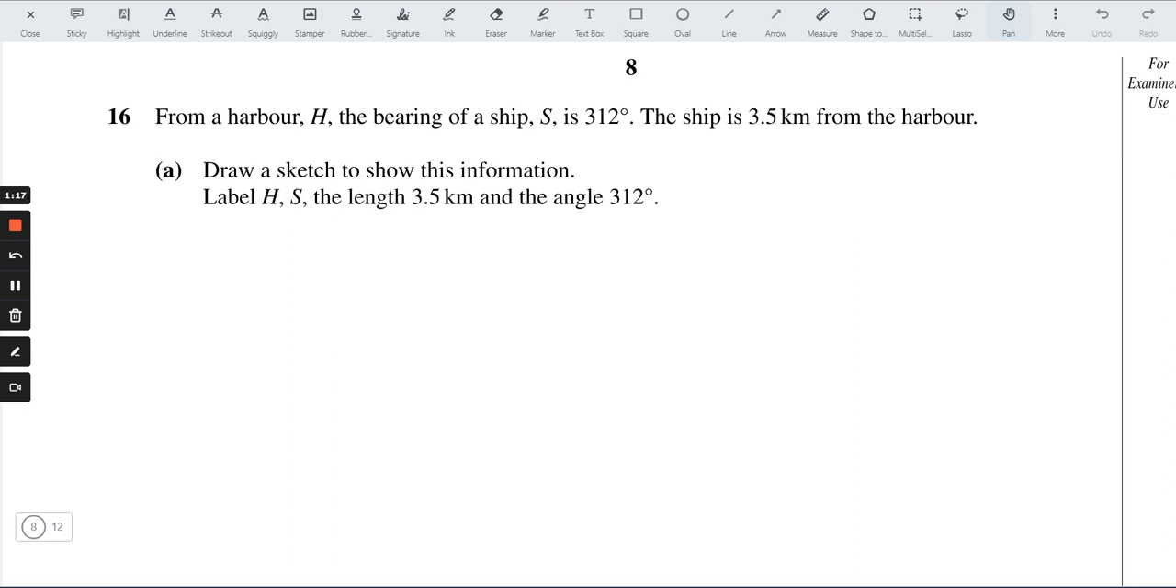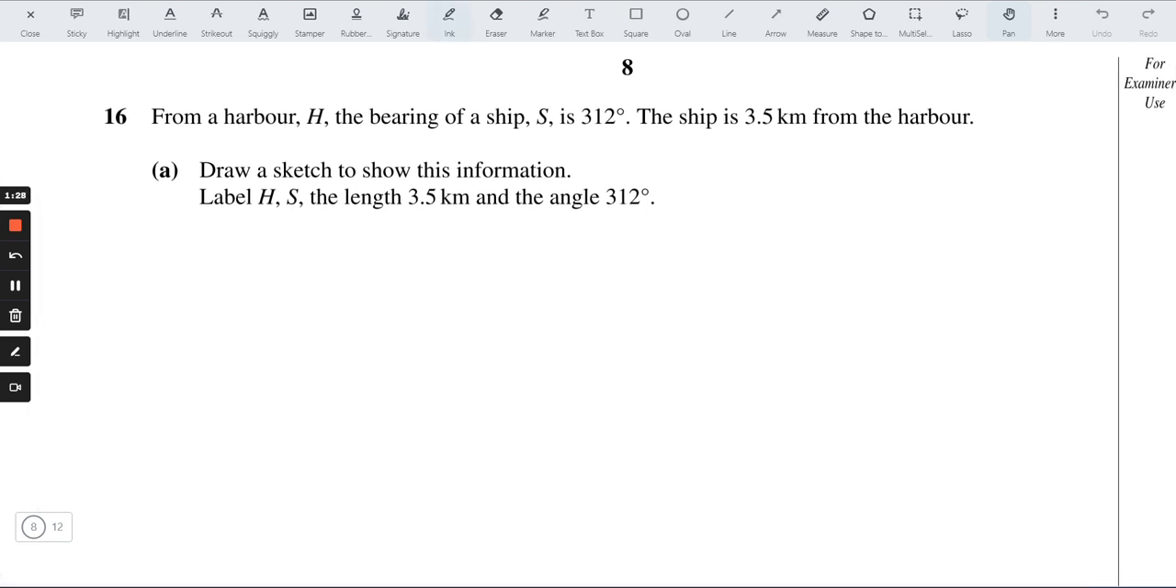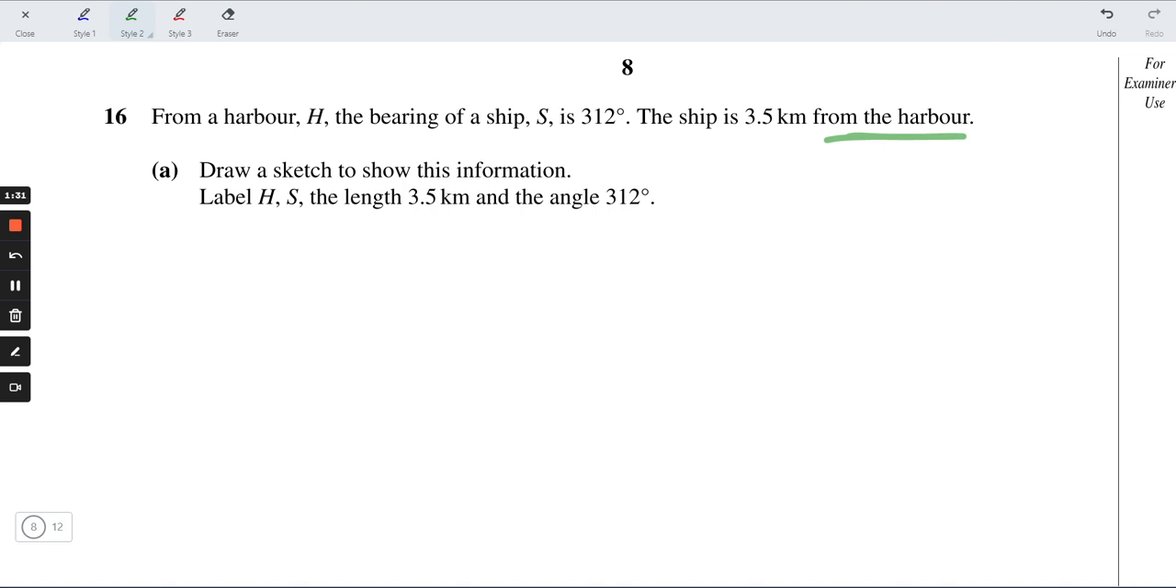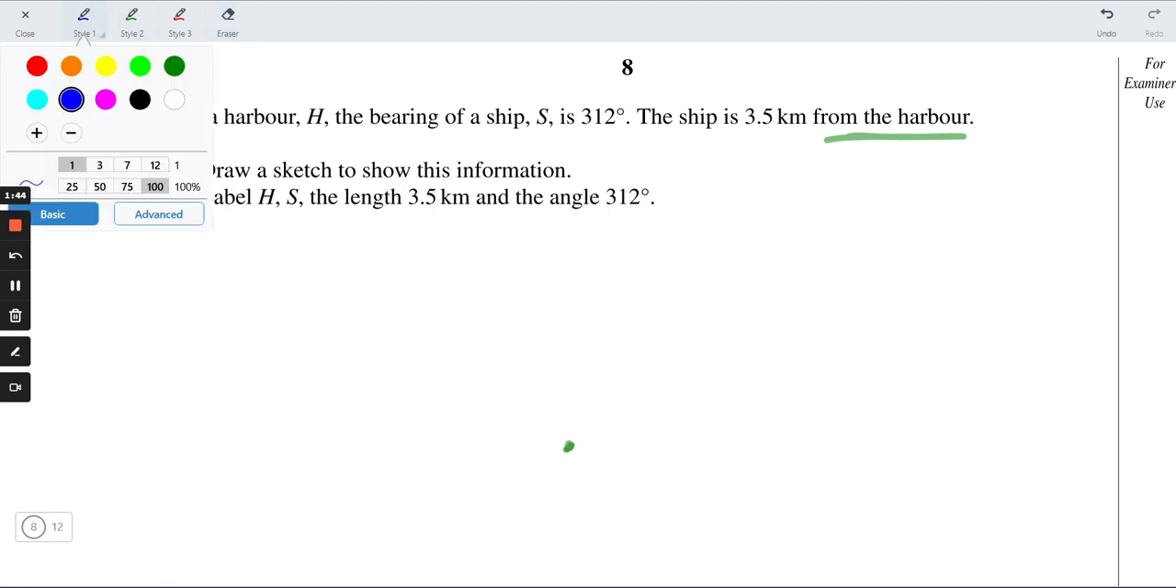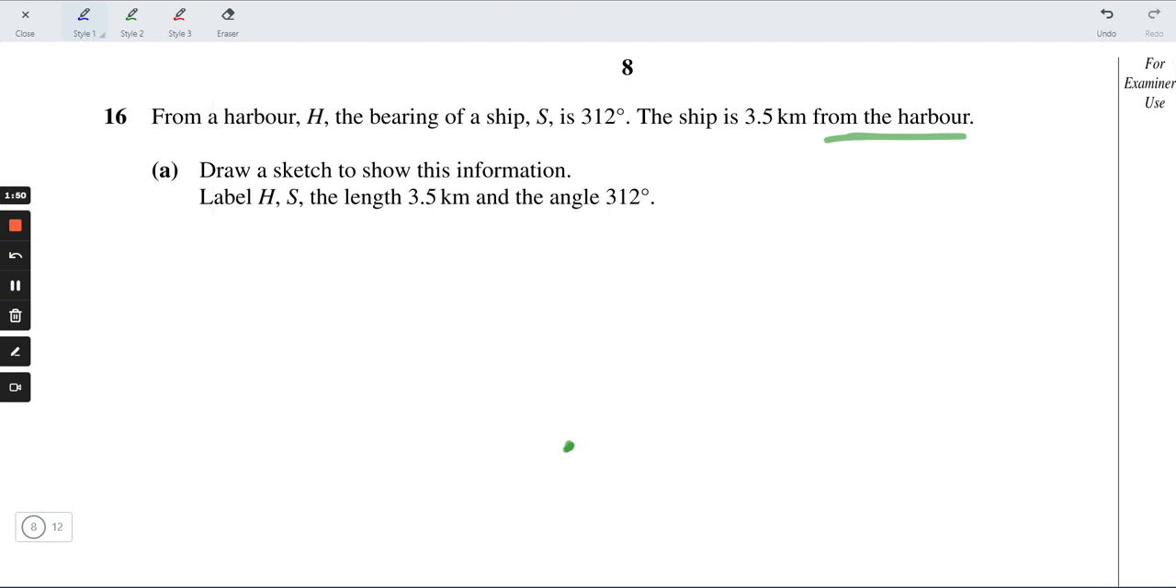So here let's label first edge, because here draw a sketch to show this information. They need the ship is 3.5 kilometers from the harbor. So here is H. Now let's draw the north line. This is the north line. Okay, now we are measuring clockwise from the north line.